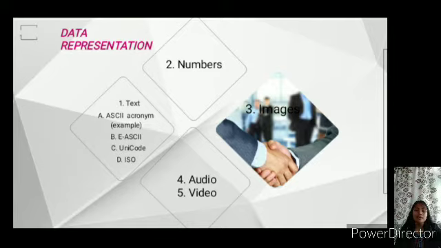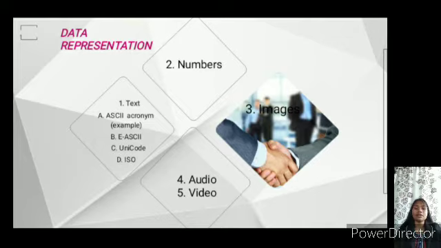Then second is numbers. What are numbers? Numbers are also represented by bit patterns. However, a code such as ASCII is not used to represent numbers. The number is directly converted to a binary number to simplify mathematical operations.